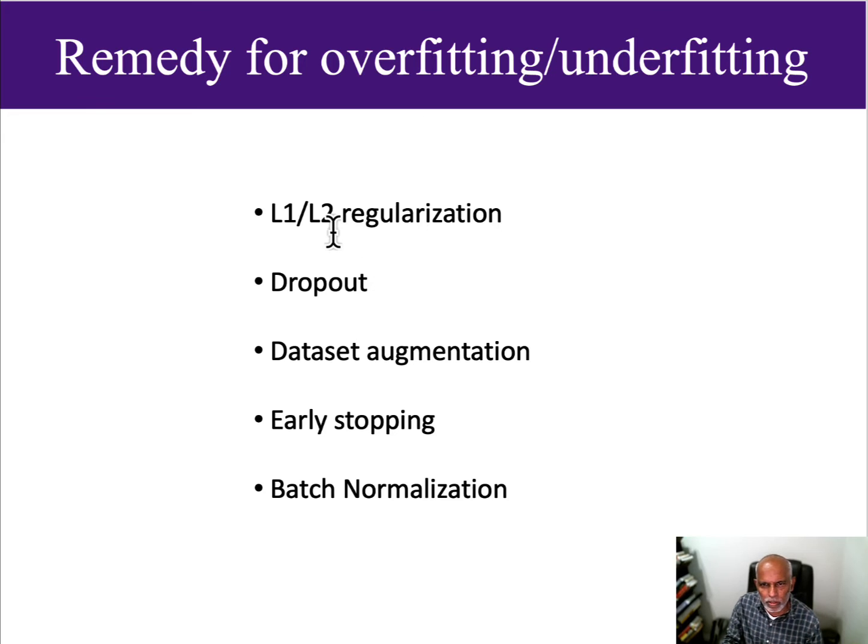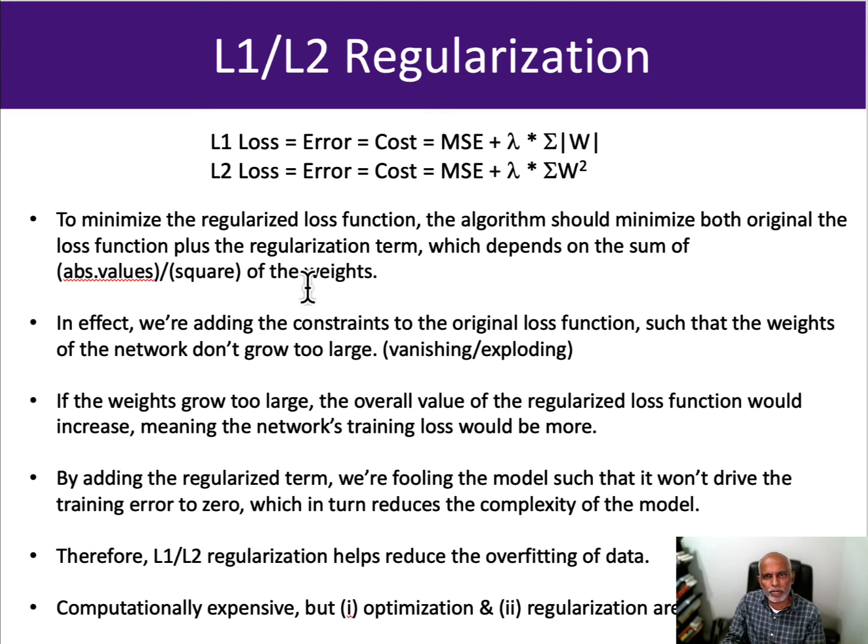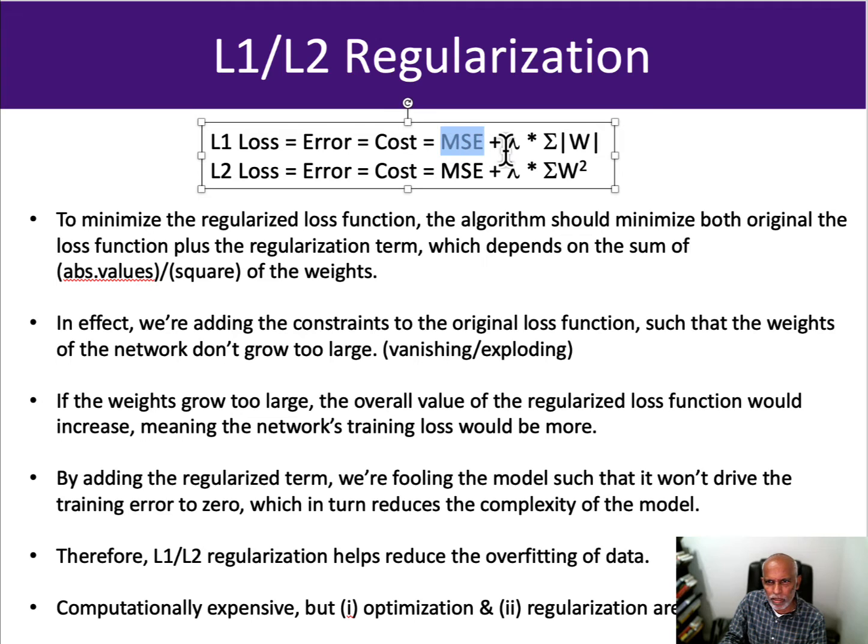The next concepts that I want to introduce are regularization, dropout, data augmentation, early stopping, and batch normalization. There are two types of regularization: the L1 loss and the L2 loss. The L1 loss is the mean square error plus lambda times the summation of the absolute values of the parameters. On the other hand, the L2 loss is the mean square error plus lambda times the summation of each weight squared, the sum of weight squares.